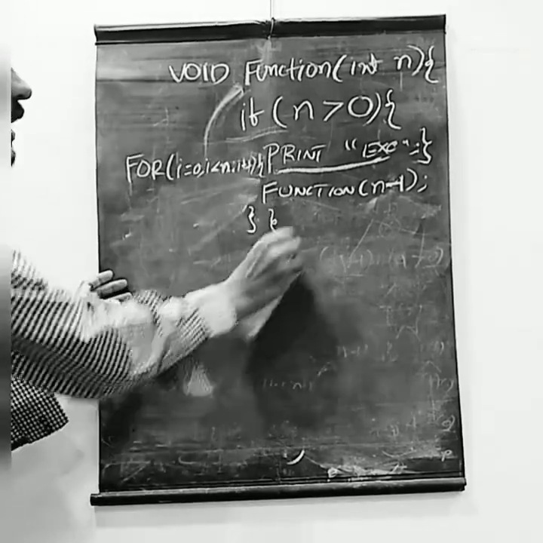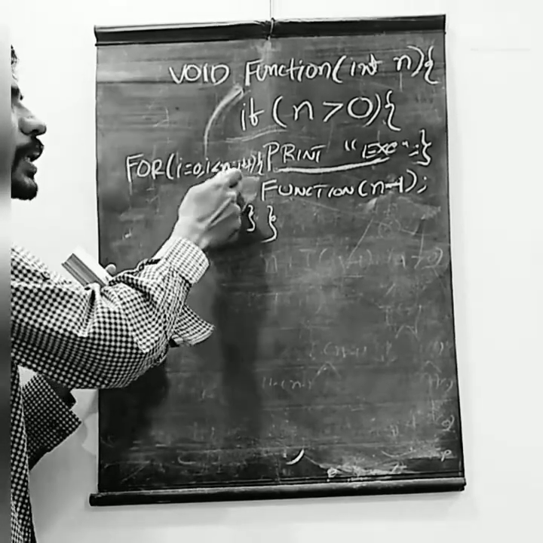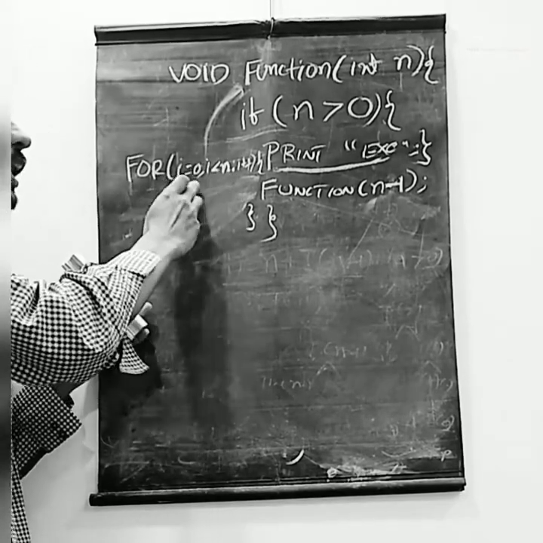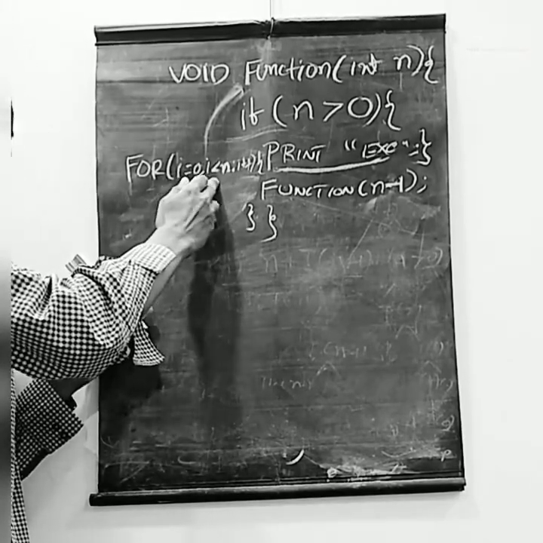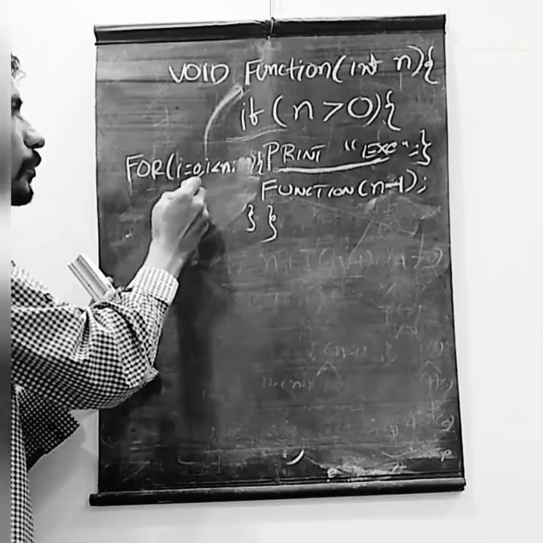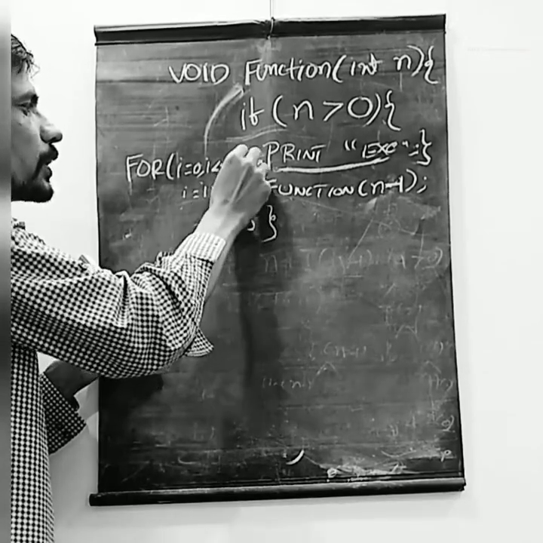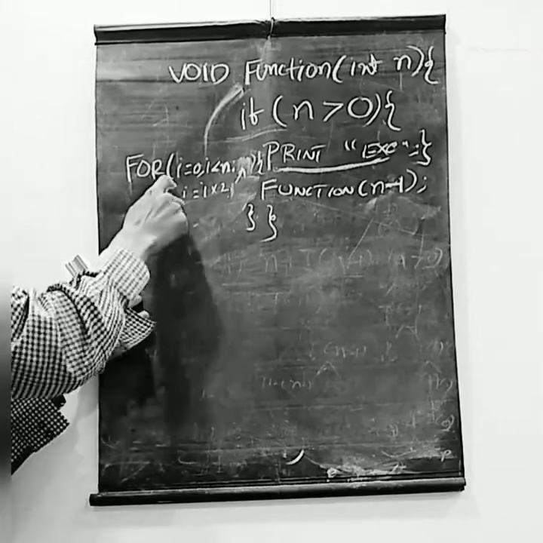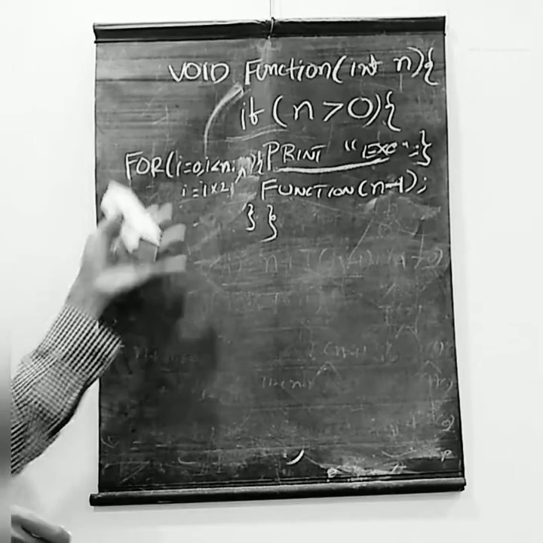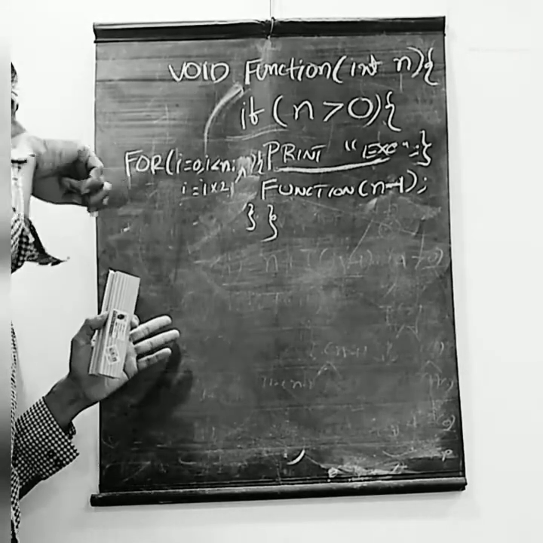So now we will see another example. We will keep the same function, but we will change the for loop here. Previously, what was the for loop? For i equals 0, i is less than n, and i plus plus. Instead of i plus plus, we will do i equals i multiplied by 2. The remaining things are the same for our program.